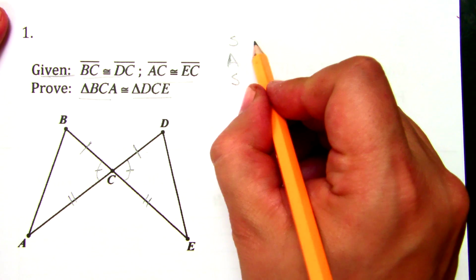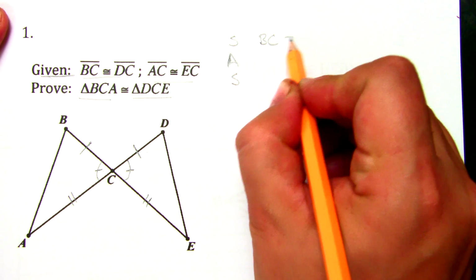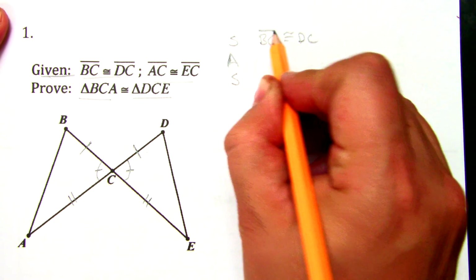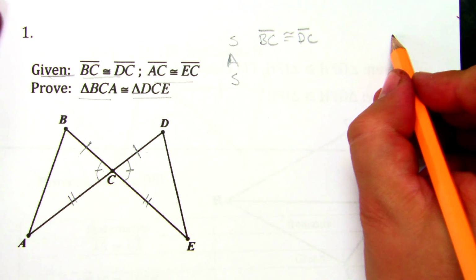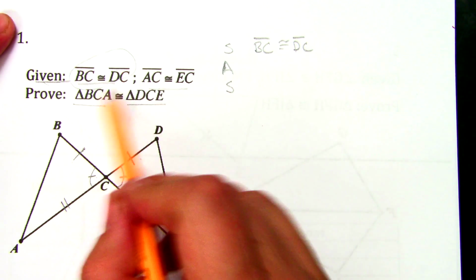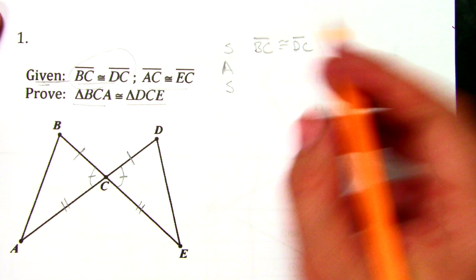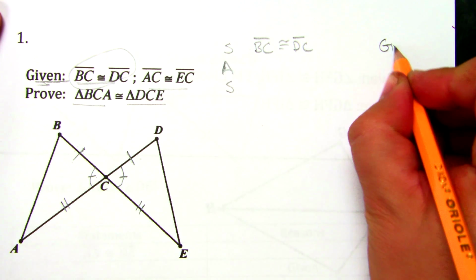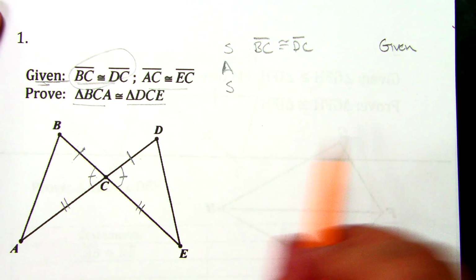First pair of sides I've got are BC and DC. Okay, and I've got my reason. How do I know that they're congruent? Well, I know they're congruent because it tells me right here. It's one of my givens. So I will just write over here, I know it because it's given.